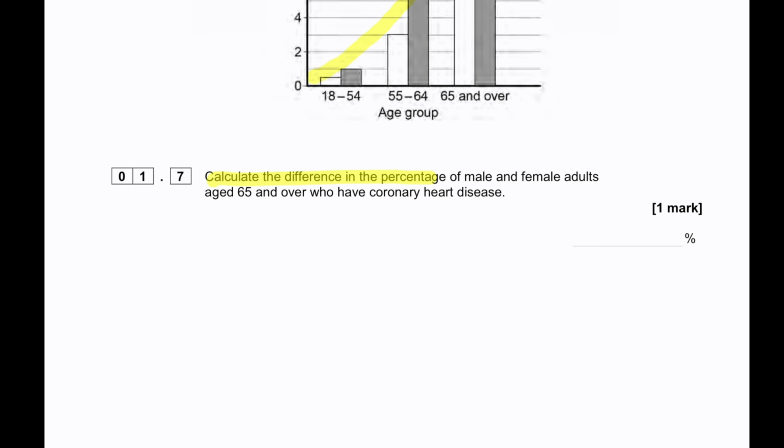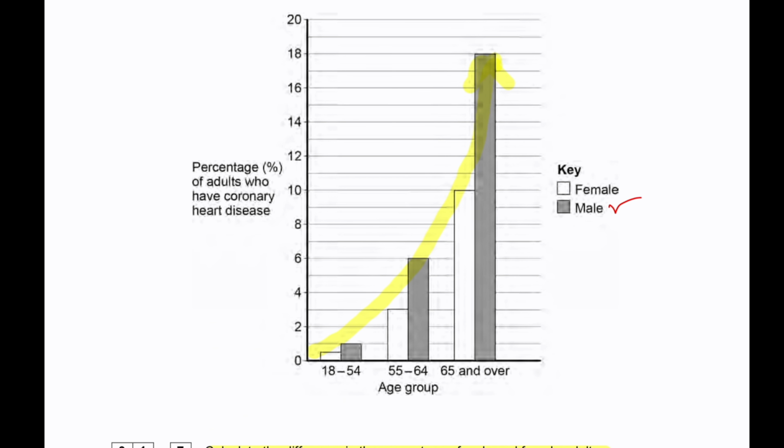Calculate the difference in the percentage of male and female adults aged 65 and over who have coronary heart disease. So we can see from the bar chart that 10% of females have coronary heart disease, whereas 18% of males have coronary heart disease.